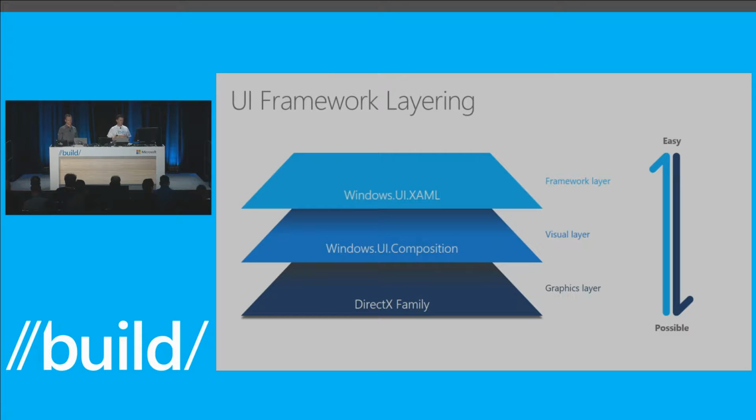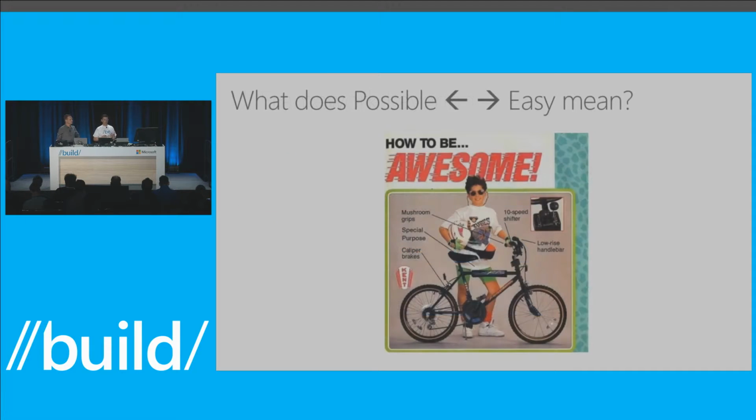It is also possible to do various things in the composition layer. And at XAML, we try to make a lot of these concepts easier to approach, right? Controls is one way to think about that. So let's actually think about a concrete example of what we mean by possible versus easy?